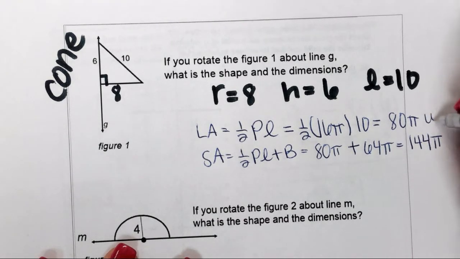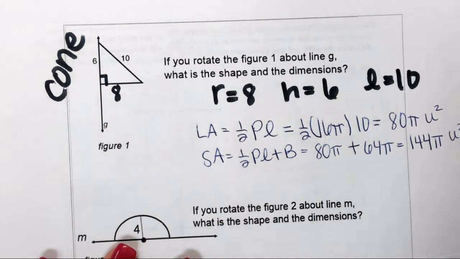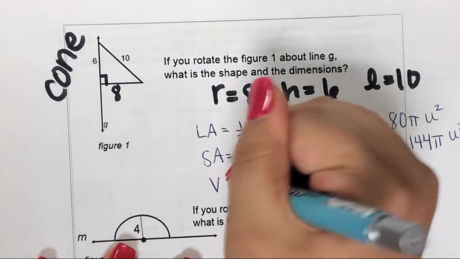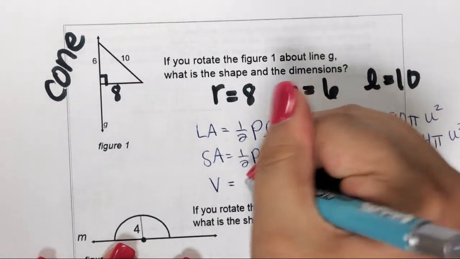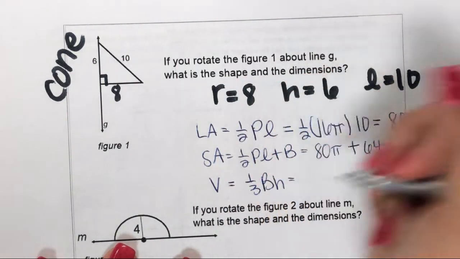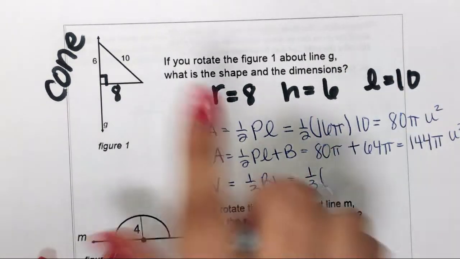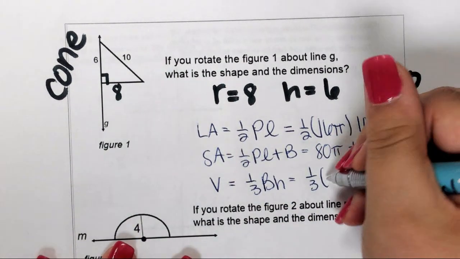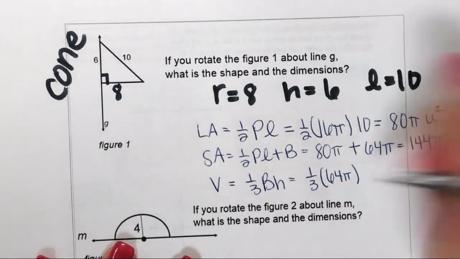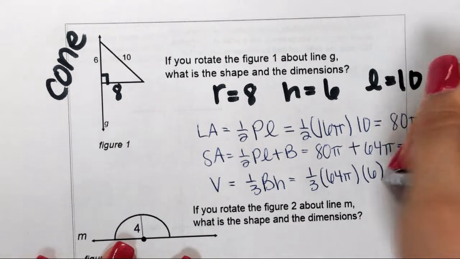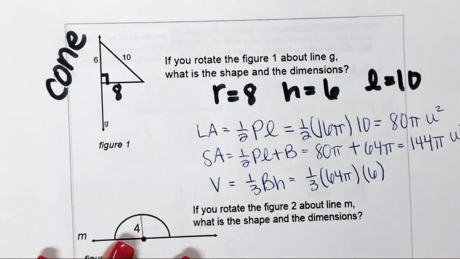And it didn't give me units, so I'm going to say units squared. Last one, how would I find volume? One-third base times height. And so it would be 1/3. What's the area of the base? 4 pi. What's the height of my cone? And that would give me 128.